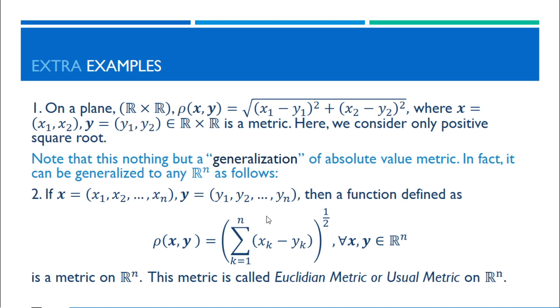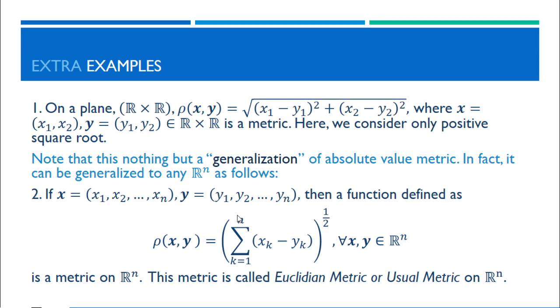So the Euclidean metric on R to the power n is given by rho of x comma y, where x is a vector of n points and y is a vector of n points. The distance between 2 points in R to the power n is given by the summation of k equal to 1 to n of (xk minus yk) squared, the entire thing to the power 1 by 2.